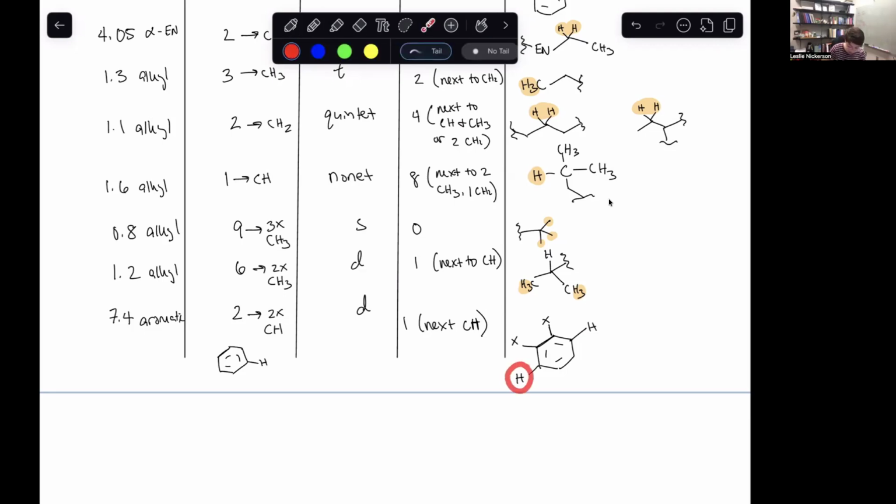Where I have that H and that H mirroring each other across this plane. And both of those have the one CH neighbor. So I could do something like that. I could also be looking at something like a para substitution, where again, I'm going to have the two H's that are closer to the X, and they both have the one neighboring proton there. So different options there.